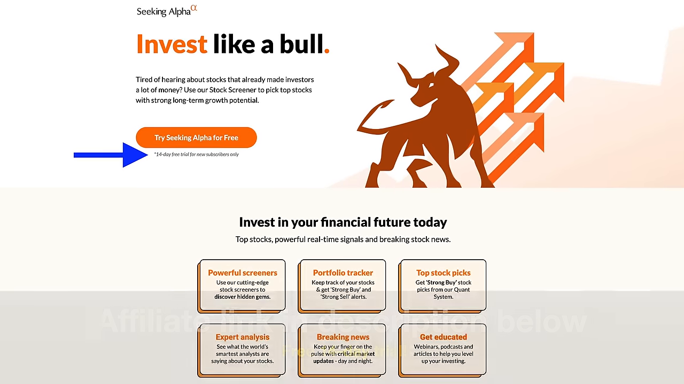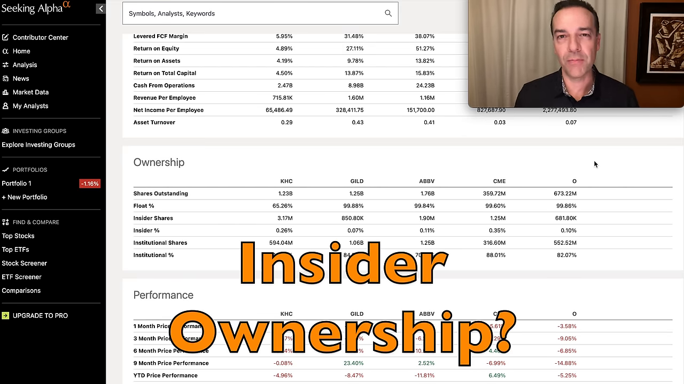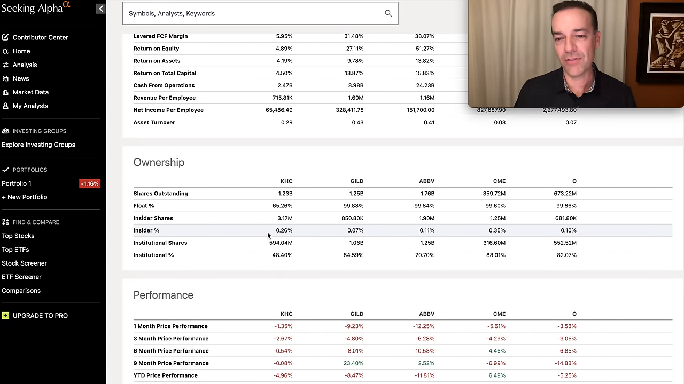The next area I found interesting is ownership. And I wanted to see if insider ownership was a big reason for my top five stocks. Notice here, my top five stocks, none of them have a high insider ownership.